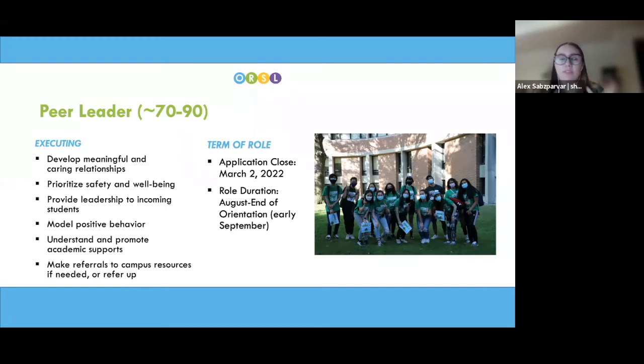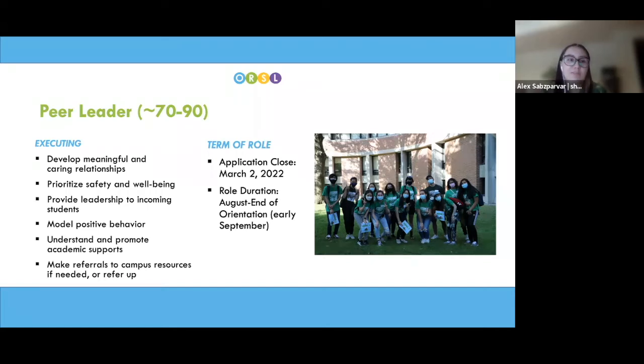We hire about 70 to 90 students to really help support students during that time, as we typically have several hundred who sign up for orientation. And what you're doing is developing meaningful and caring relationships, and also prioritizing safety and well-being. And like I mentioned before, you're providing leadership to incoming students. So you may see a group of approximately 20 students, maybe more, maybe less, between two leaders. So you're usually with your co-leader, walking around with your green shirt, you have your group sign or flag, which is pretty fun.